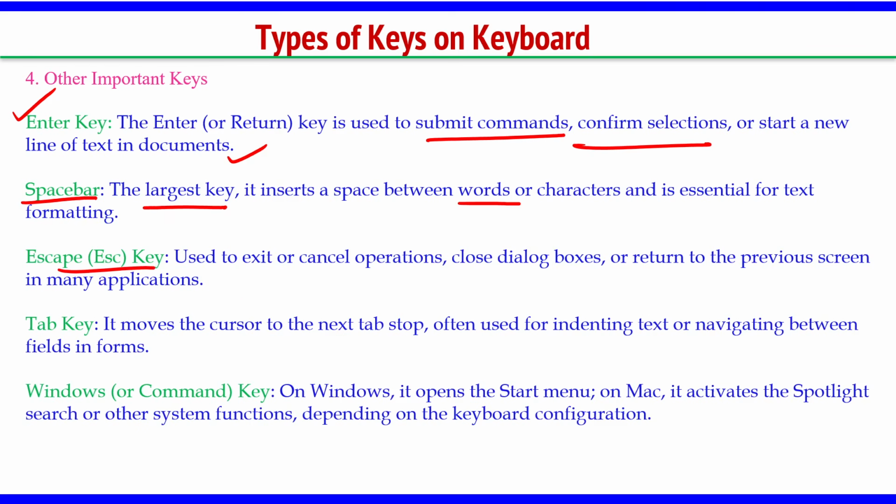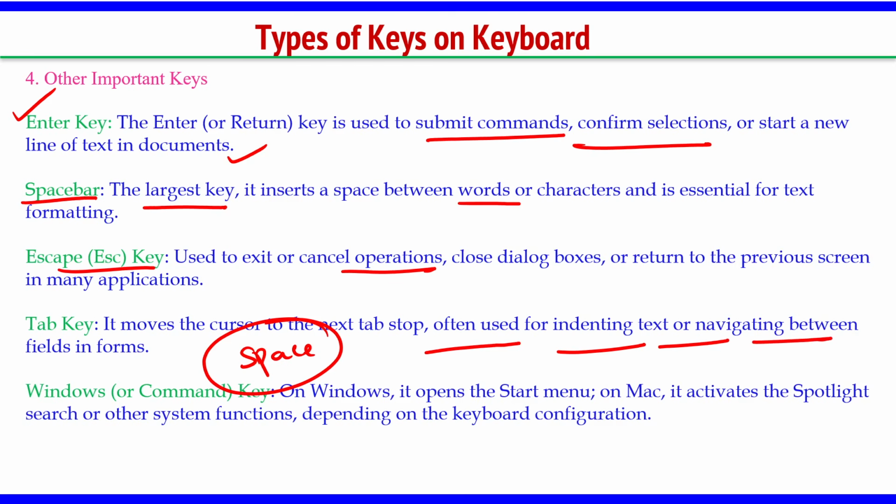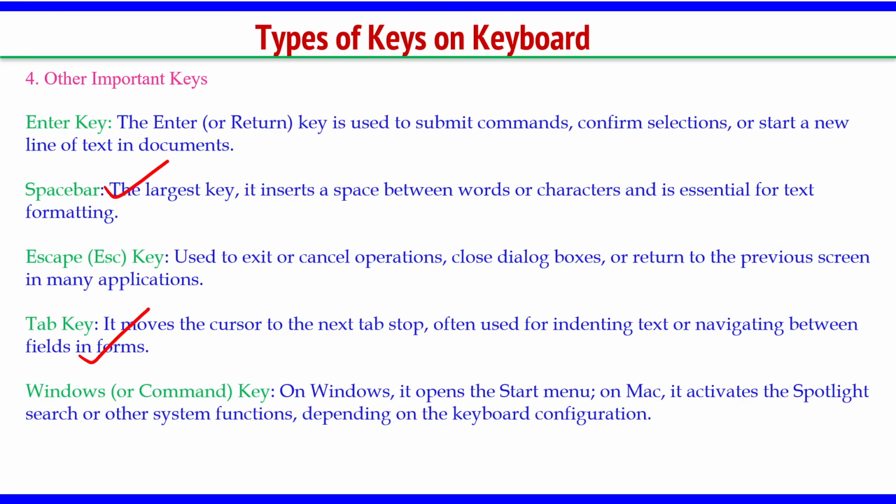Then we have escape key, used to exit or cancel operations. So if you have done something and want to exit from that, you can press escape, right. Tab key is there to give some tab spaces. If you are following indentation, meaning you want to give some space, 8 spaces, between characters or words, you can use tab key. Space will give only one space, tab will give at least 8 spaces. Okay, then we have Windows or command key. Basically it's for doing system operations, some system functions.